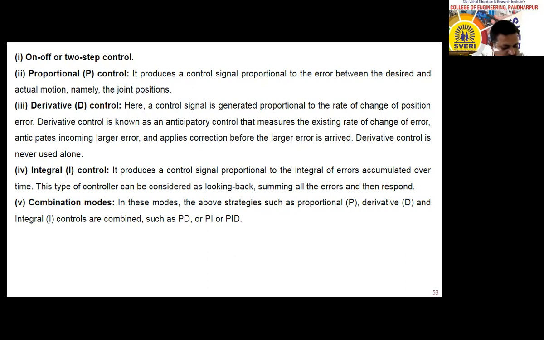Then integral control or I control produces a control signal proportional to the integral of errors accumulated over time. This type of controller can be considered as looking back, summing all the errors and then responding. In combination modes, the above strategies such as proportional P, derivative D and integral I controls are combined such as PD or PI or PID.